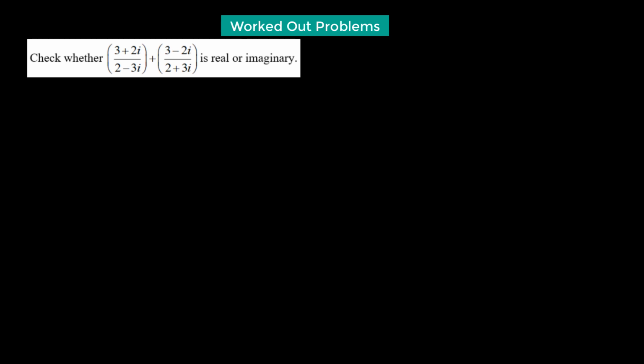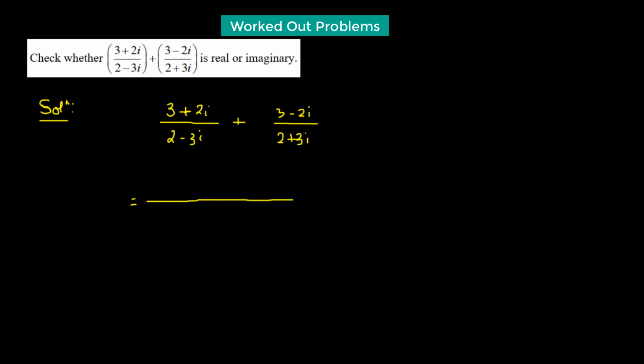So in this question, we have two complex numbers added to each other. We have to check whether the given sum is real or imaginary. So let us begin by first finding the sum of the two fractions. So we have 3 plus 2i divided by 2 minus 3i plus 3 minus 2i divided by 2 plus 3i. So we take the LCM, which will be the product of the denominators.